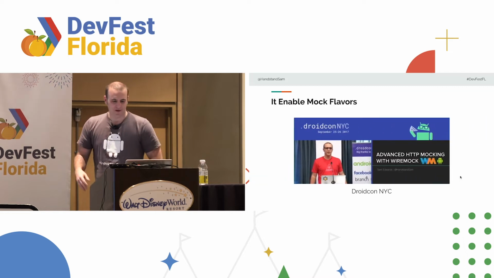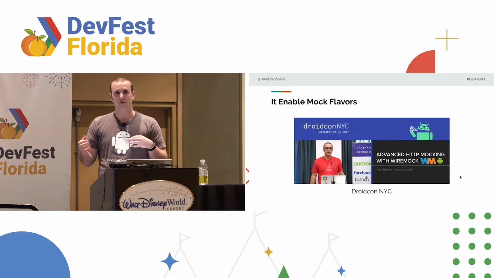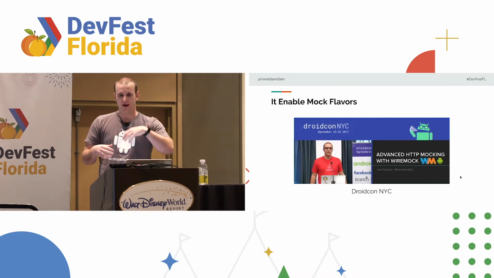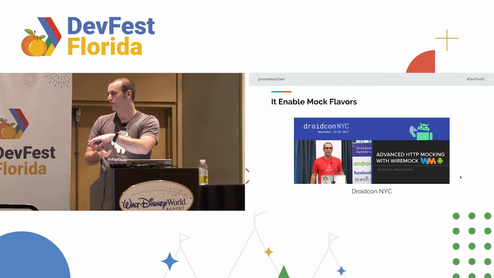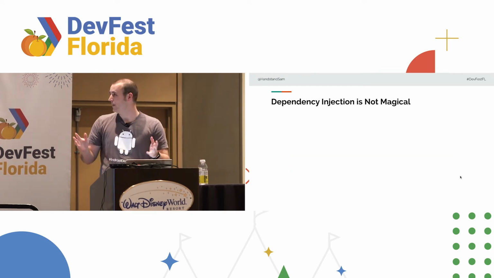And another thing is you can do mock flavors. So we use WireMock right now. We've used other mock servers in the past, but our mock version actually runs an HTTP server on the device. We're able to switch all of our configuration via dependency injection and use that. So anyway, dependency injection kind of enables all these things.